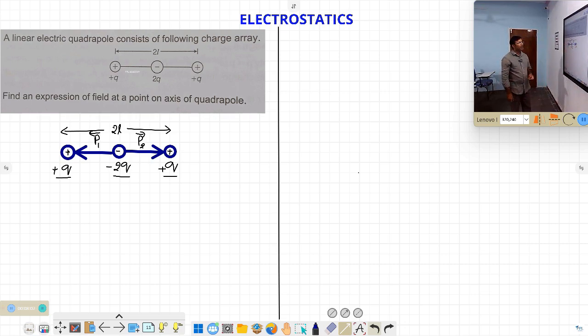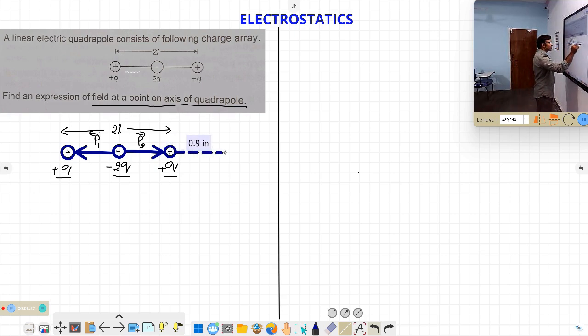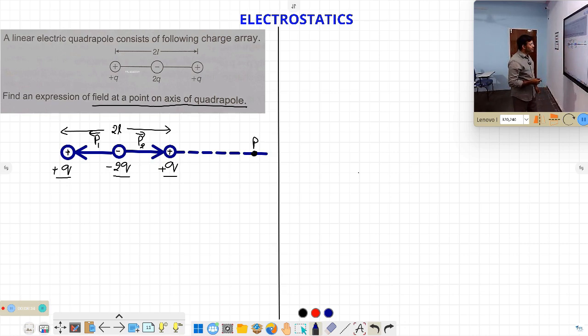Now in this case, they are asking to find the expression for the field at a point on the axis of the quadrupole. Means they are asking to find the electric field intensity due to this 4 charge system along the axial line. So this is the axial line. On this line, they are asking to find the electric field intensity at a point. So choose the point anyway. I am choosing the point here, that is the point P. At this point, we need to find the electric field intensity.